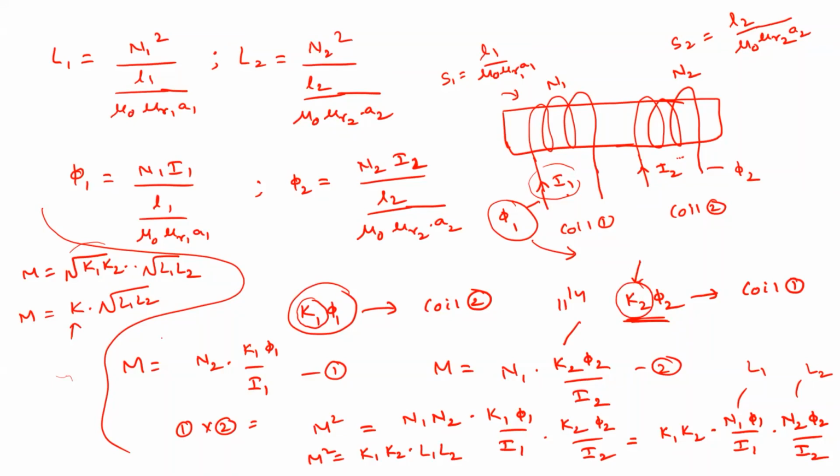Remember, if you have two coils, K1 and K2 may sometimes be different values. If this I2 current changes, the K2 value also changes. Sir, so K1 and K2 are experimentally derived constants? Yes, of course.